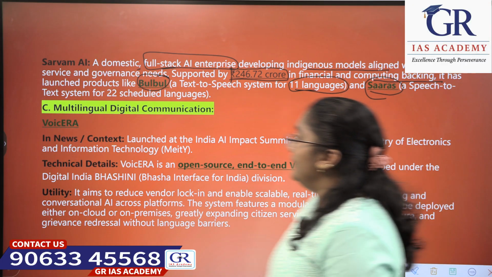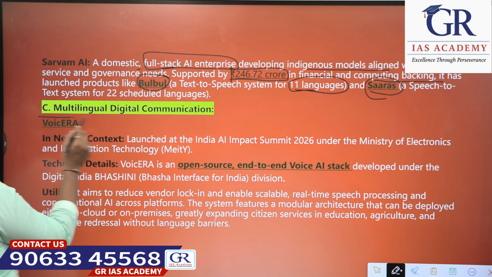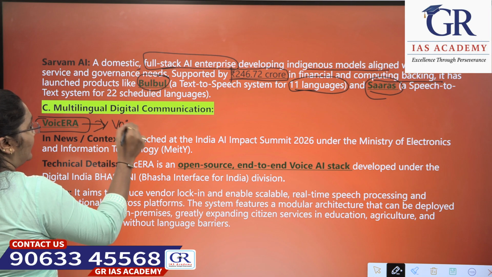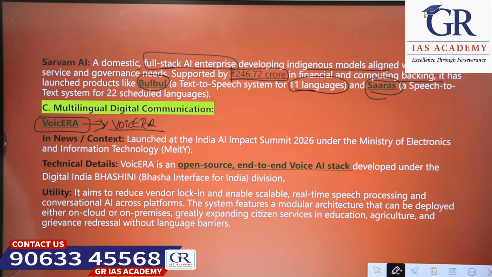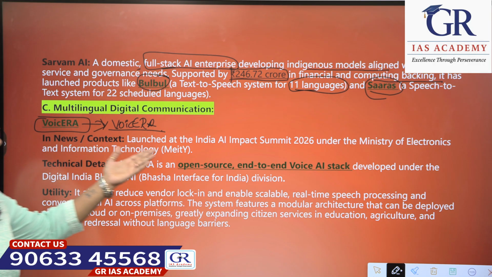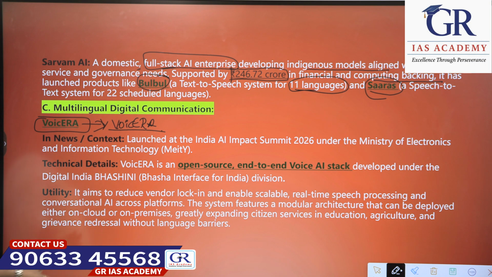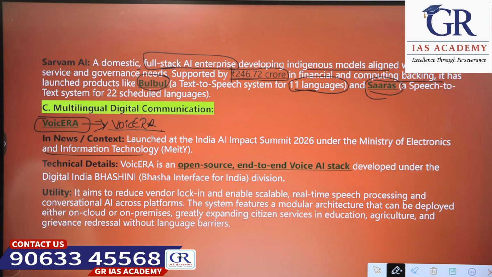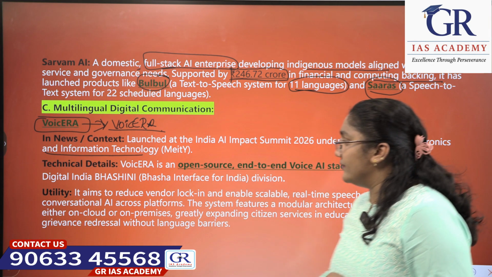Okay, next coming to multilingual digital communication, which we named VoicERA. Okay, why is it in the news? It was launched at the recent India AI Impact Summit 2026 under the Ministry of Electronics and Information Technology. Let's see a few technical details of this.